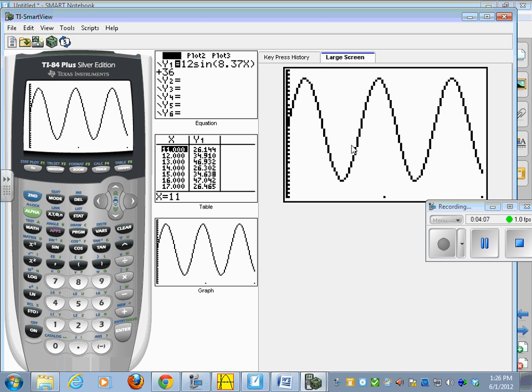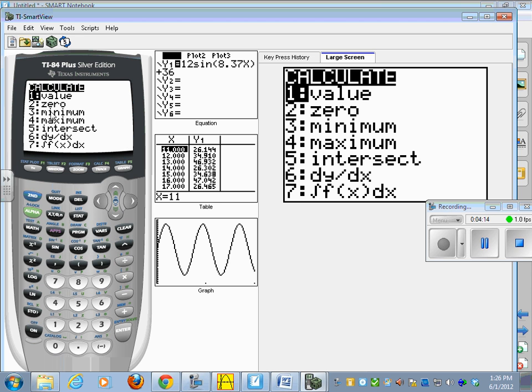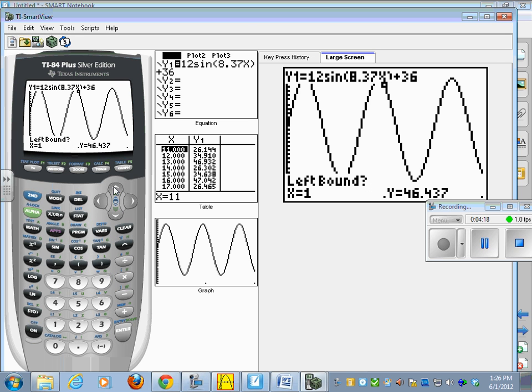How do we find the minimum? Do you guys remember how to do that from yesterday? Yeah, exactly. So we're going to go second function, calculate, minimum, number 3, left bound and right bound. So remember we have to put the little cursor to the left of a minimum, press enter, to the right of a minimum, press enter, and then we guess and press enter. And it finds my minimum is at 24. That was a lot of steps.